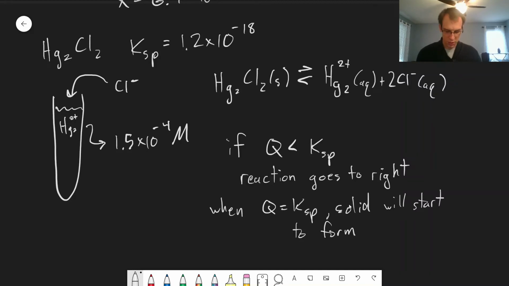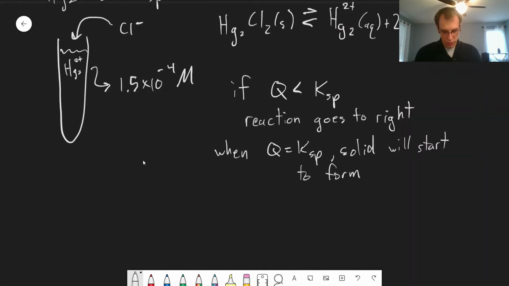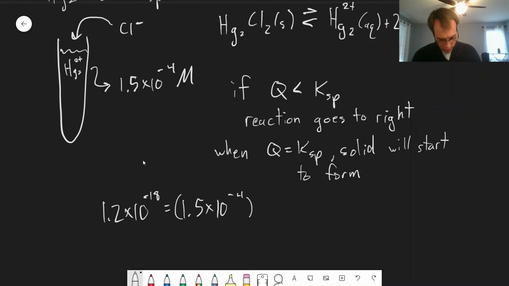So to answer this question of what concentration of chloride is necessary, we just want to find out, when is Q going to equal KSP? Okay, so our KSP is 1.2 times 10 to the minus 18. We know the concentration of mercury, that's given in the problem, 1.5 times 10 to the minus 4 molar. And so then the question is, what is our concentration of chloride? We'll call X. And that needs to be squared because that's the stoichiometric coefficient on the chloride. What is the value of X that will lead this to be equal to each other?